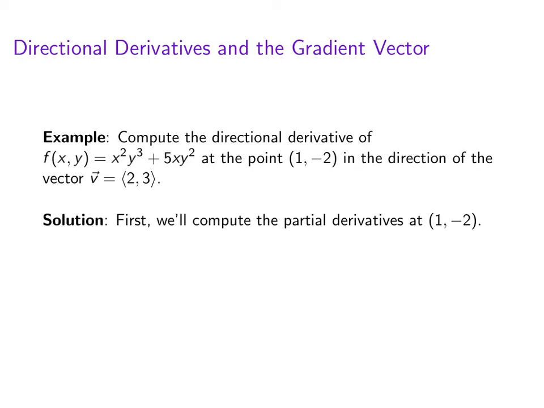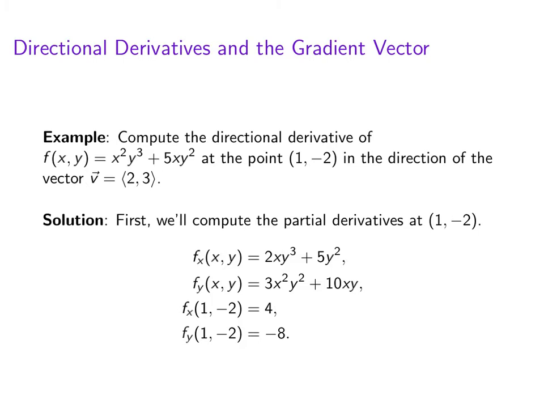First thing we need is to compute the partial derivatives at the point 1, -2. So we compute the partial derivatives and then plug in 1, -2. So here's what the partial derivatives look like. And when we plug in 1, -2, we'll get 4 and -8 for the two partial derivatives.